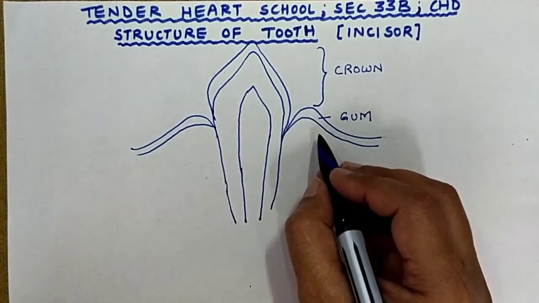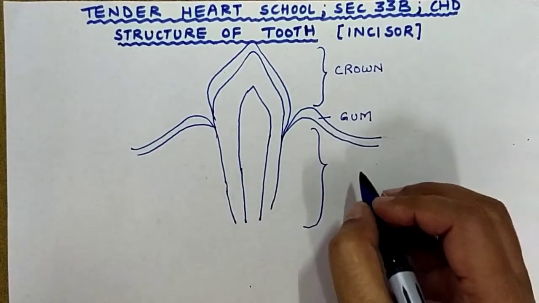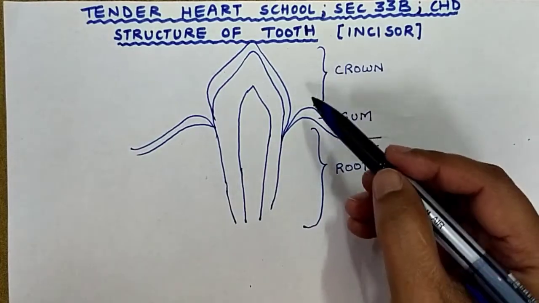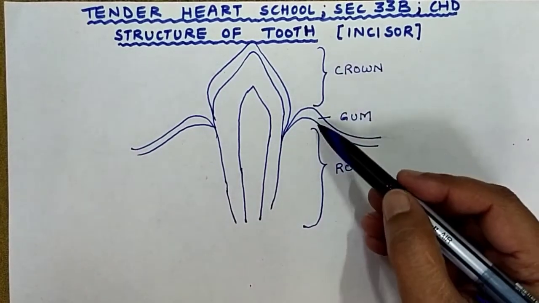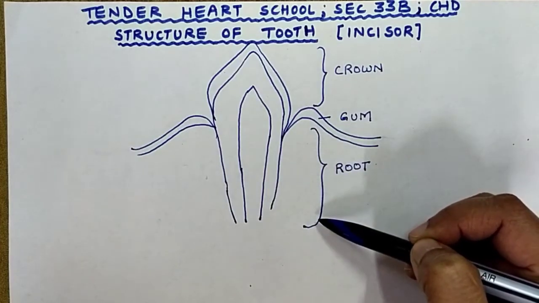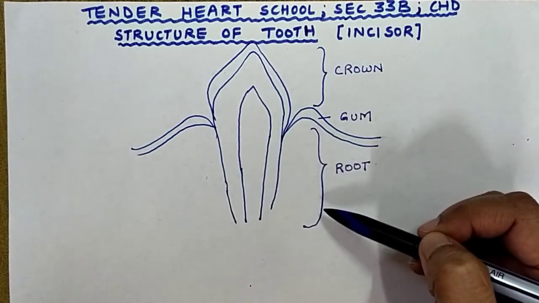And the part of tooth which is below the gum and is not visible to us is called the root. Crown is above the gum and root is below the gum. Part of tooth which is below the gum is not visible to us. It is called the root.